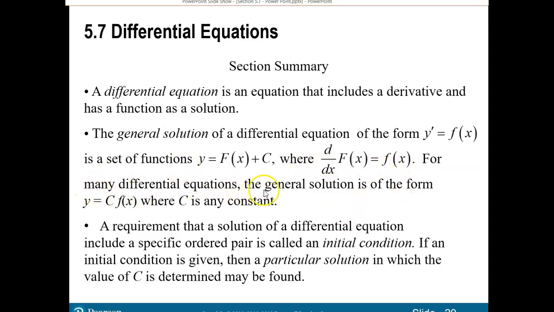For many differential equations, the general solution is of the form y equals c times a function where c is some constant. A requirement that a solution of a differential equation include a specific ordered pair is called an initial condition. That's the condition that allows you to solve for the constant. If an initial condition is given, then a particular solution in which the value of c is determined can be found. So when you're given the initial condition, you're finding the value of c, that's called a particular solution. When you're not given initial conditions and there's still a c involved in your answer, that's called a general solution.